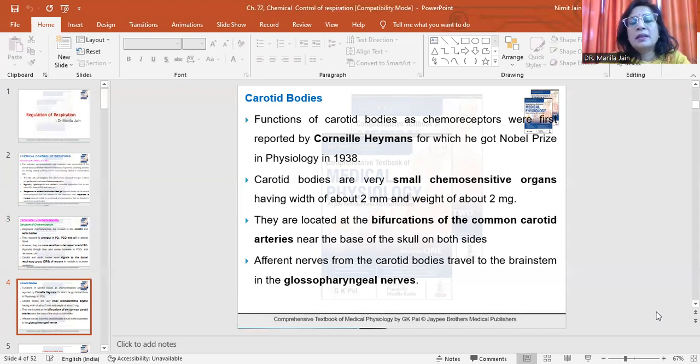So carotid bodies are small, chemosensitive organs located at the bifurcation of the common carotid arteries. And the afferent nerve is which nerve? Yes, the glossopharyngeal nerve.